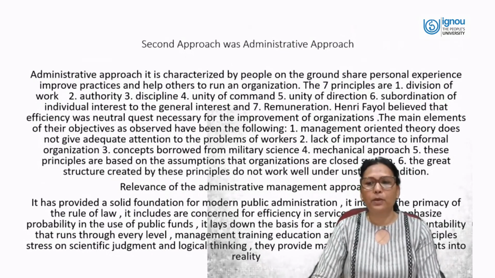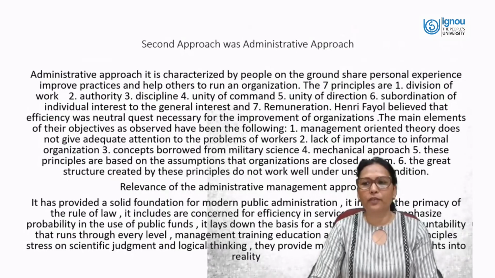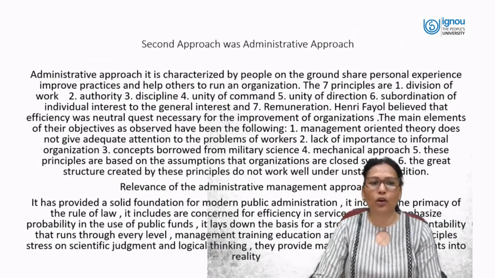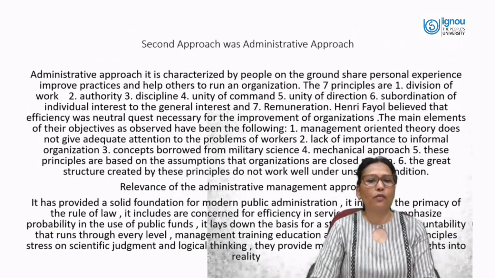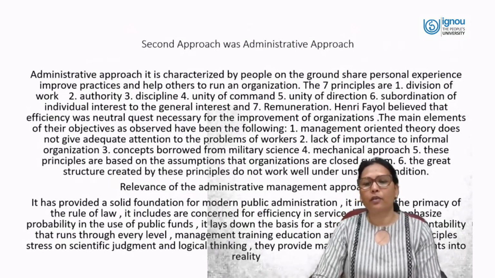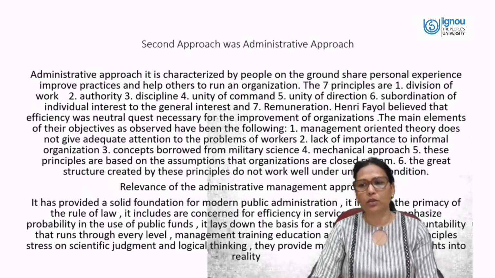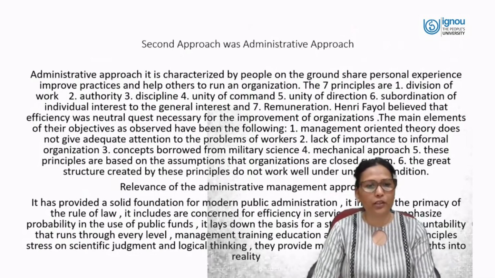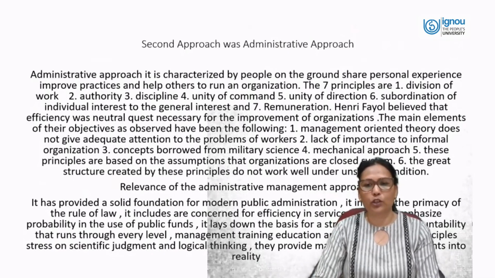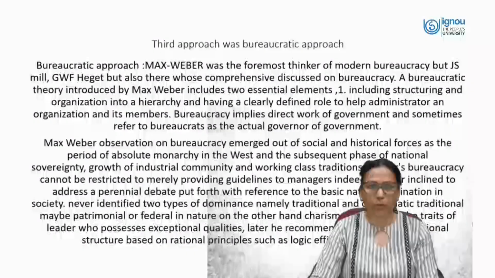The seven principles of administrative approach were: first, division of work; second, authority; third, discipline; fourth, unity of command; fifth, unity of direction; sixth, subordination of individual interest to the general interest; and seventh, remuneration. Those were the seven principles of administrative approach.